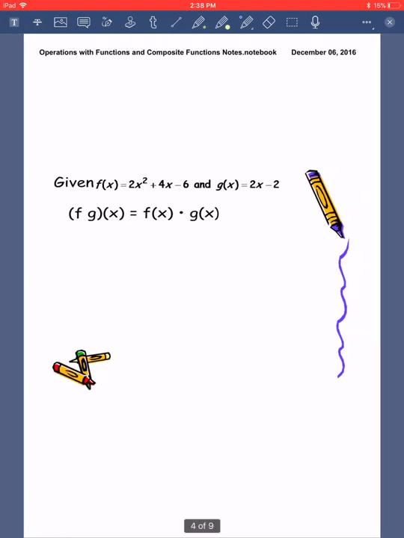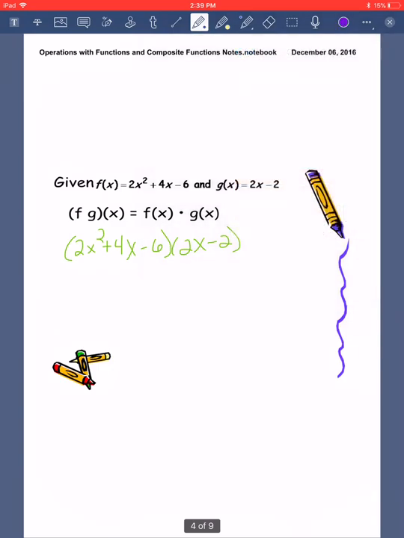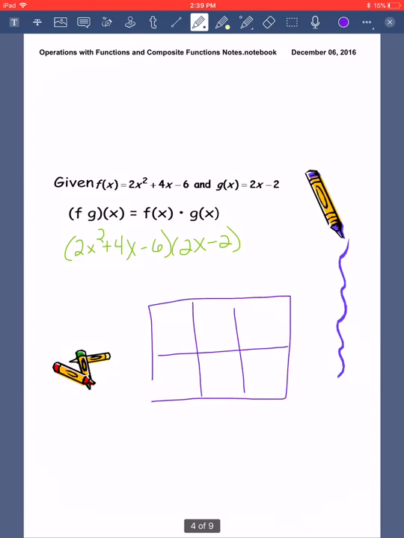For multiplication, we're multiplying f of x times g of x. So you can do 2x squared plus 4x minus 6 times 2x minus 2. You can FOIL that out or really distribute that out. Or you can do the box method, which is what I'm going to use because I stay more organized. So I'm going to make a 3x2 box. So 2x squared plus 4x minus 6 along the top and 2x minus 2 on bottom.